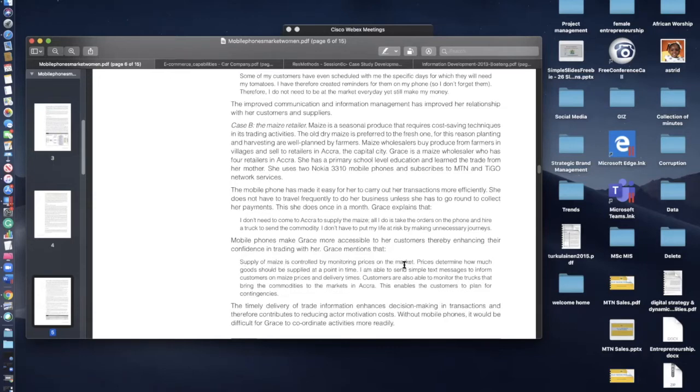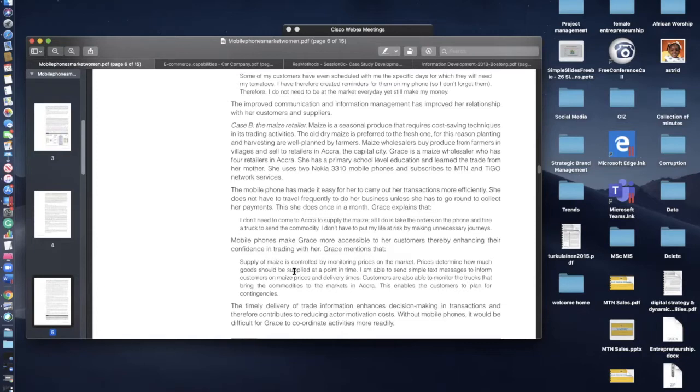The second issue has to do with the fact that because of that seasonality, the produce itself has to be monitored in terms of the time it counts by the customers. And the mobile phone is what enables the customers to be able to do so. Then we also point out that she is able to carry out her transactions more efficiently and does not have to travel frequently unless she has to go around to collect payments.